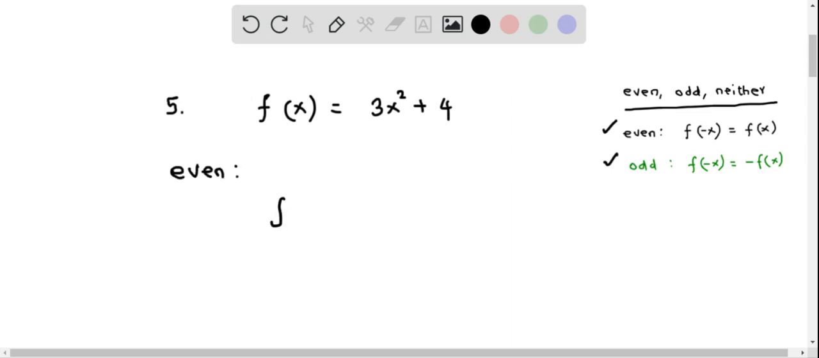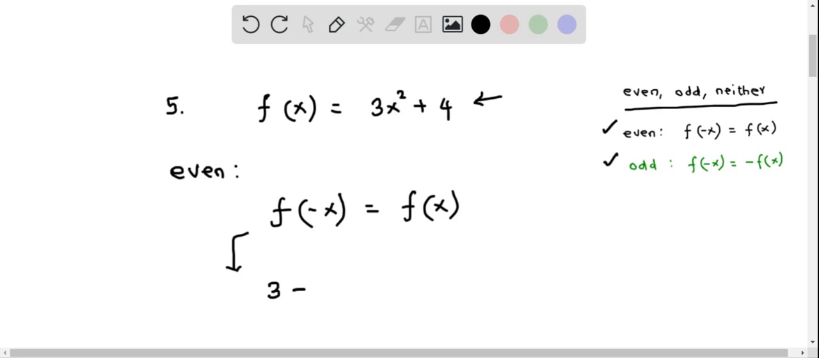That is, if f of negative x equals f of x, we say that it is an even function. So let's determine f of negative x. This basically is replacing x by negative x in f of x. So we have to replace x in f of x by negative x.